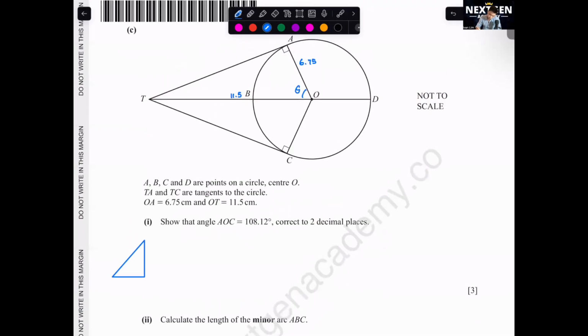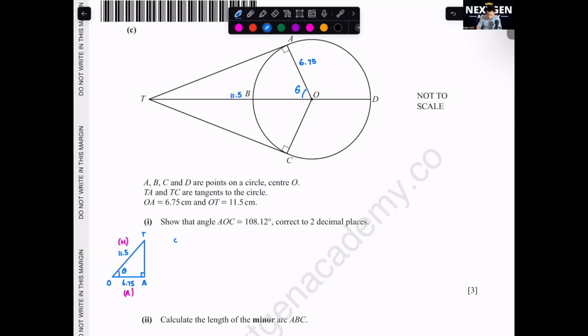Okay, here will be AOT. Here will be 6.75 and here will be 11.5. We want to find the theta here. What's the theta here? Which rule do we use? Since this is a right angle triangle, we can use SOHCAHTOA. This is A, this is H.